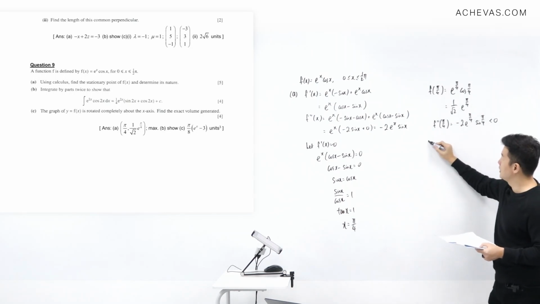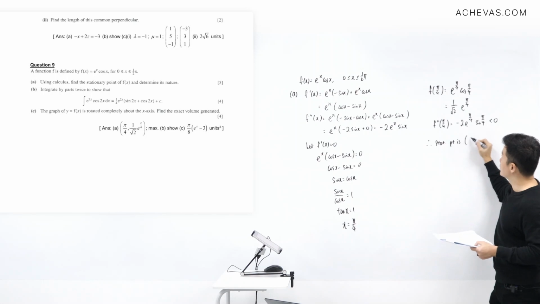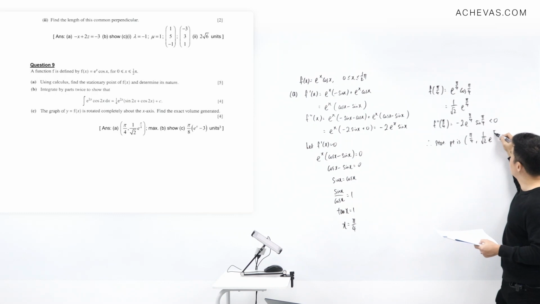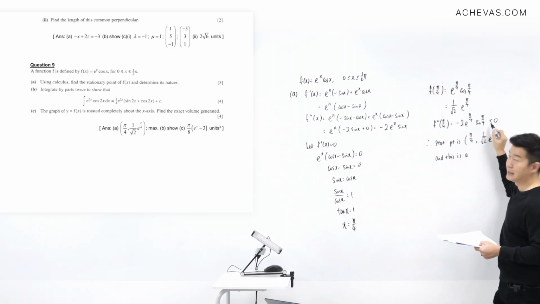Let's write it down here. Therefore, the stationary point is going to be at pi over 4 and 1 over square root of 2 e to the power of pi over 4. And this is f prime prime is less than 0. This is a maximum point.